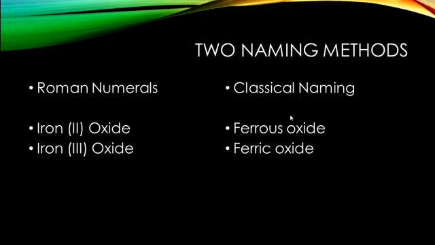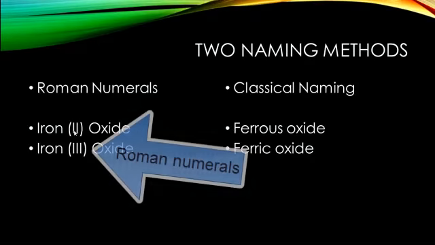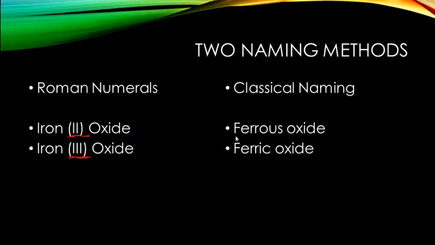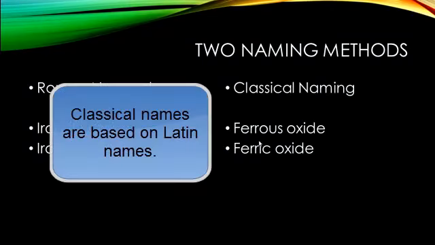So there's 2 ways to name it. One is using Roman numerals, so iron 2 oxide or iron 3 oxide. The other way to do it is what's called classical, and these are old Latin names. There's ferrous and ferric.